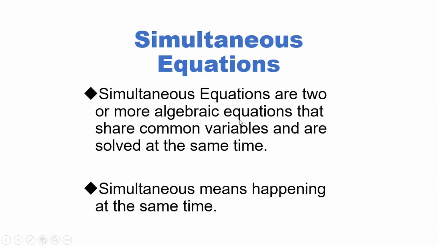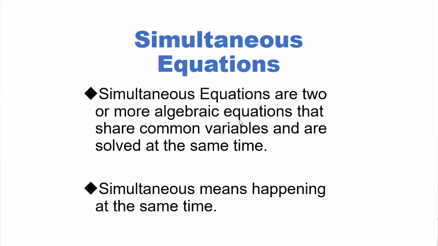By way of definition, simultaneous equations are two or more algebraic expressions that share common variables, common unknowns, and they are solved at the same time. So they are two or more sets of algebraic expressions, but they have variables within them that are common.